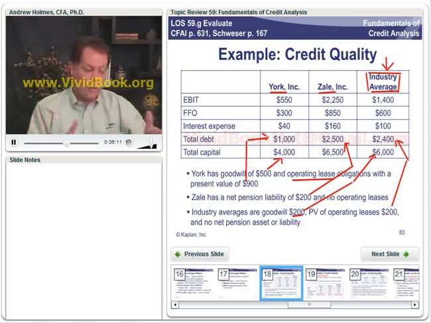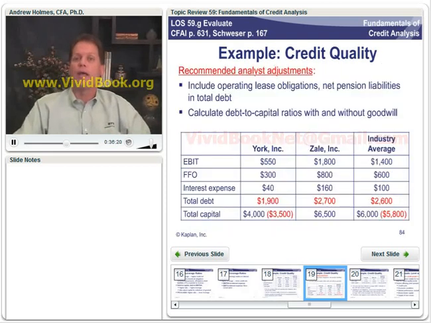So we're making the adjustments. We got the financial statement data. We're going to make these adjustments, and then we're going to compute ratios. Right? So you make the adjustments, then you compute the ratios. So here you can see that we're going to include the operating lease obligations and net pension liabilities. We're going to put those into total debt and calculate the debt to capital ratios with and without goodwill would be one way to do that. I personally prefer the without goodwill metric, but nonetheless, either way.